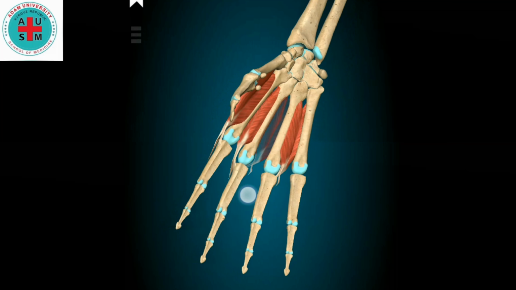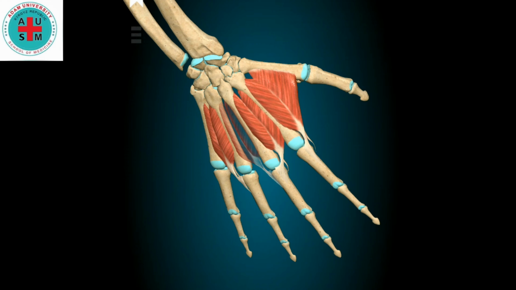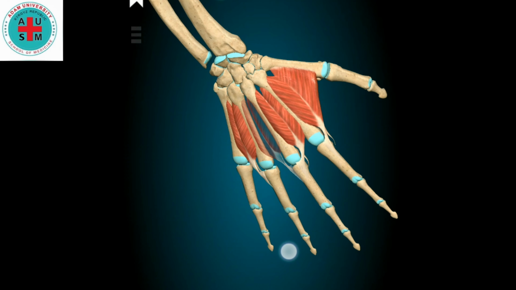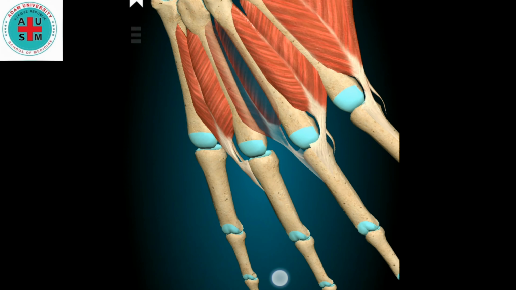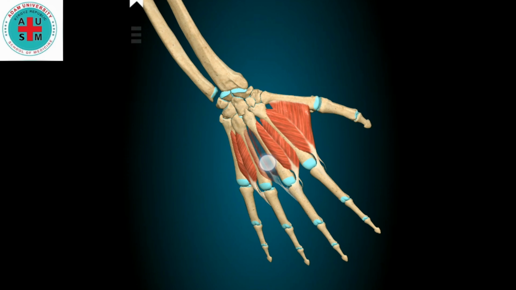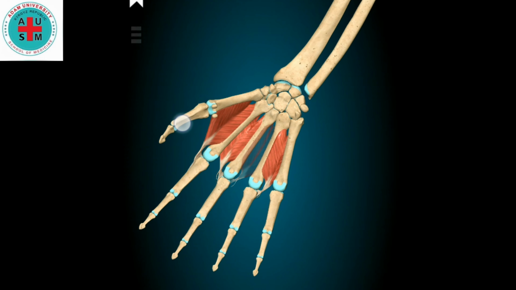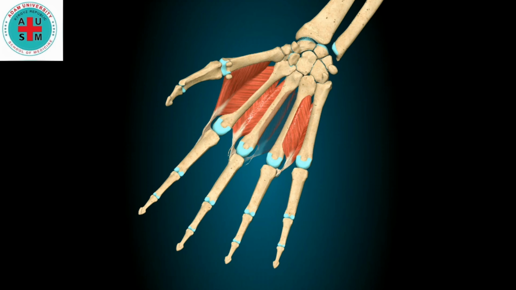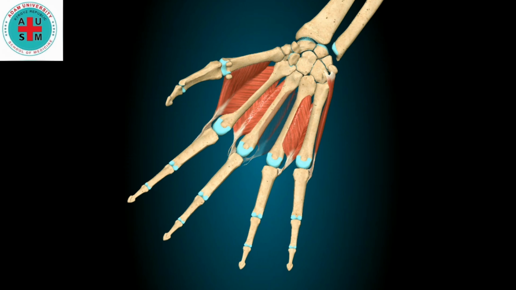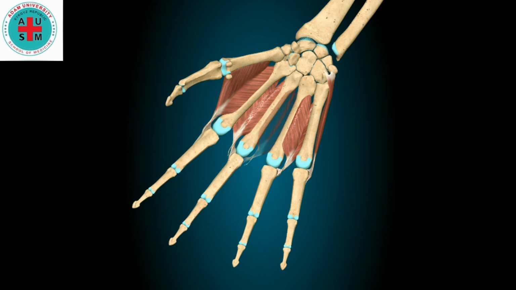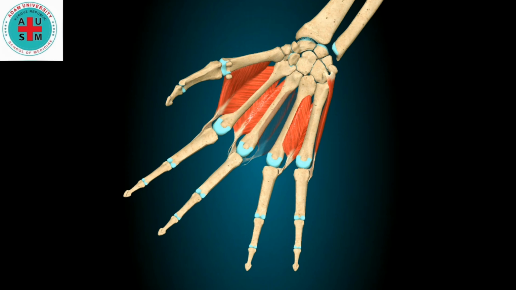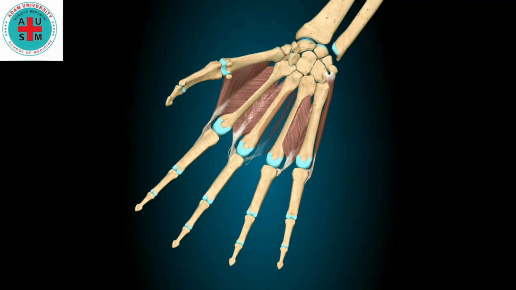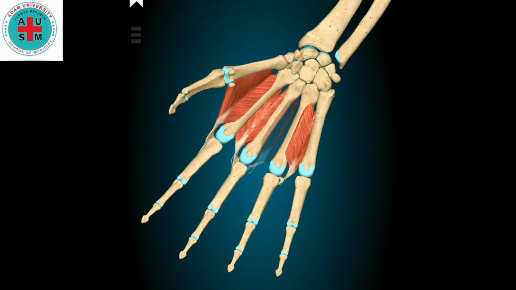Now these are the four dorsal interosseous muscles, which originate from the adjacent sides of the shafts of the first, second, third, fourth, and fifth metacarpal bones, and are inserted into the dorsal surface of the base of the proximal phalanges of the second, third, and fourth digits. And these muscles abduct the fingers from the center of the third digit. So this is the function of the dorsal interosseous muscles.